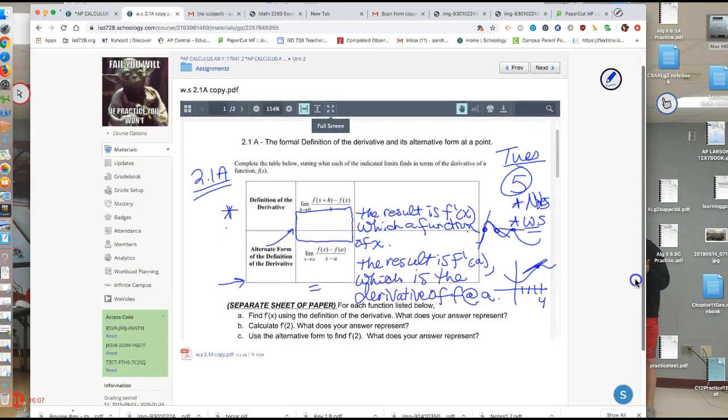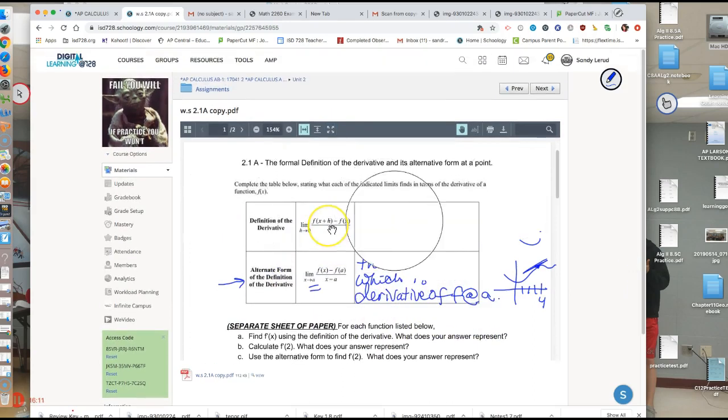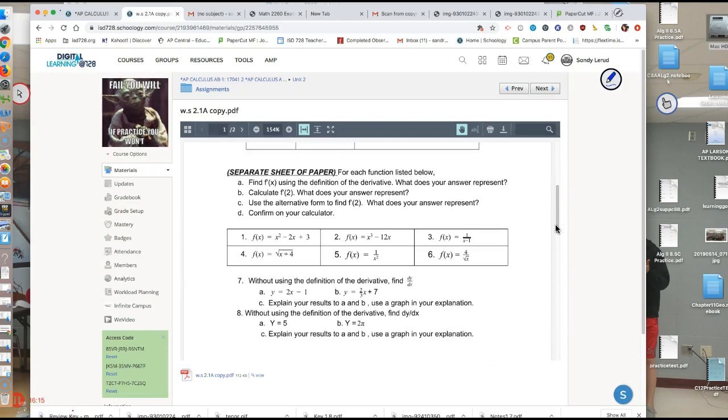So it says, separate sheet of paper for each function listed below. I'm going to write down: we need to find f prime using the definition. What does my answer represent? Calculate f prime of 2 using this. What does my answer represent? Now use the alternative form. That's this bottom one. And then confirm on your calculator.